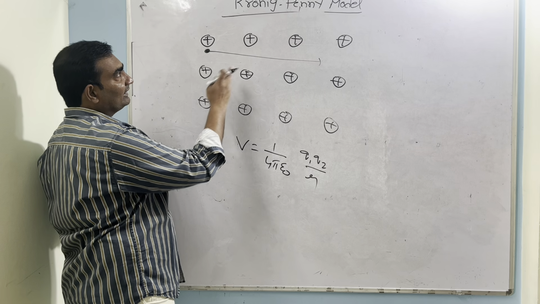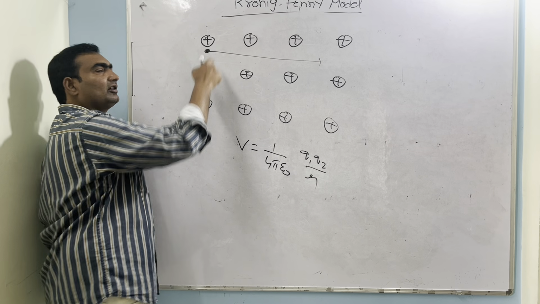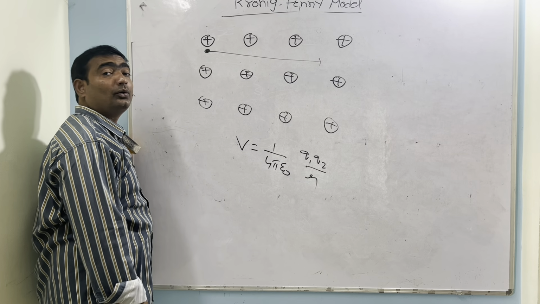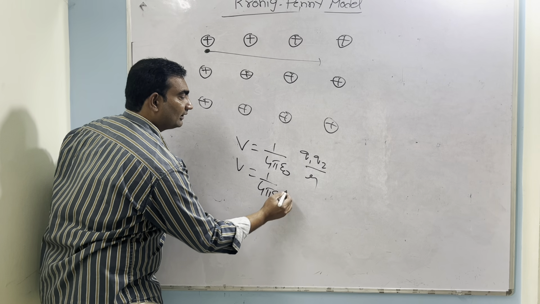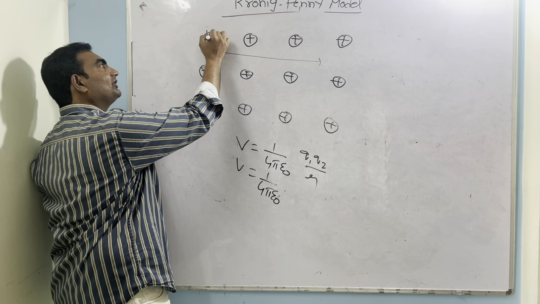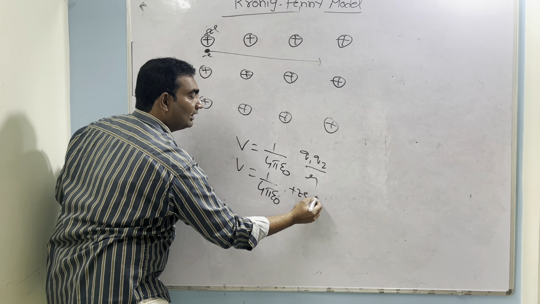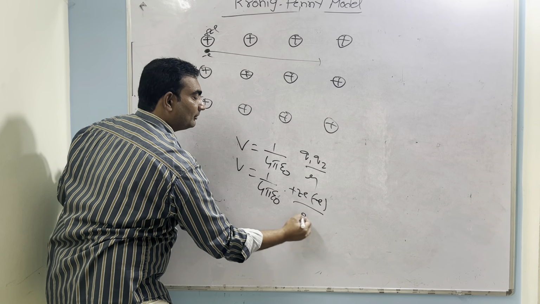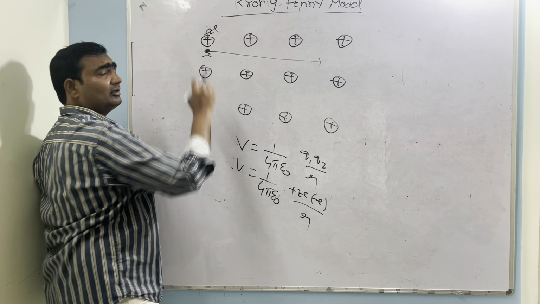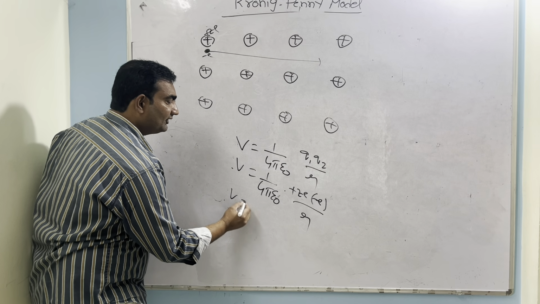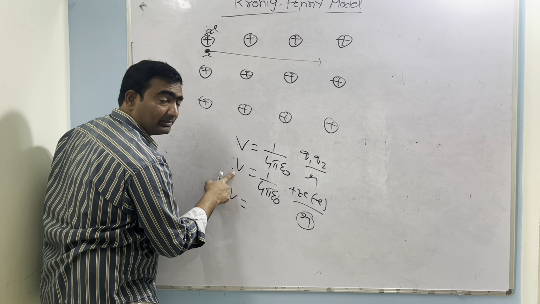Here in the Kronig Penny model, this potential interaction of the electron and the positive ion is taken into account. So V is equal to 1 by 4 pi epsilon naught into Q1, the charge of the nucleus, which is plus Ze, and the charge of the electron, which is minus e, so plus Ze into minus e divided by R. This is the potential of this electron and positive ion system. So V depends upon what? R.